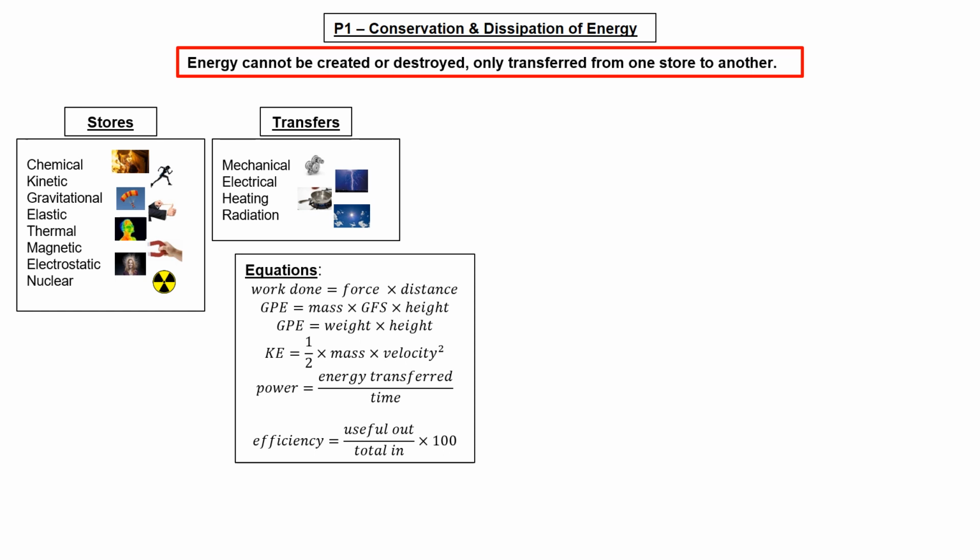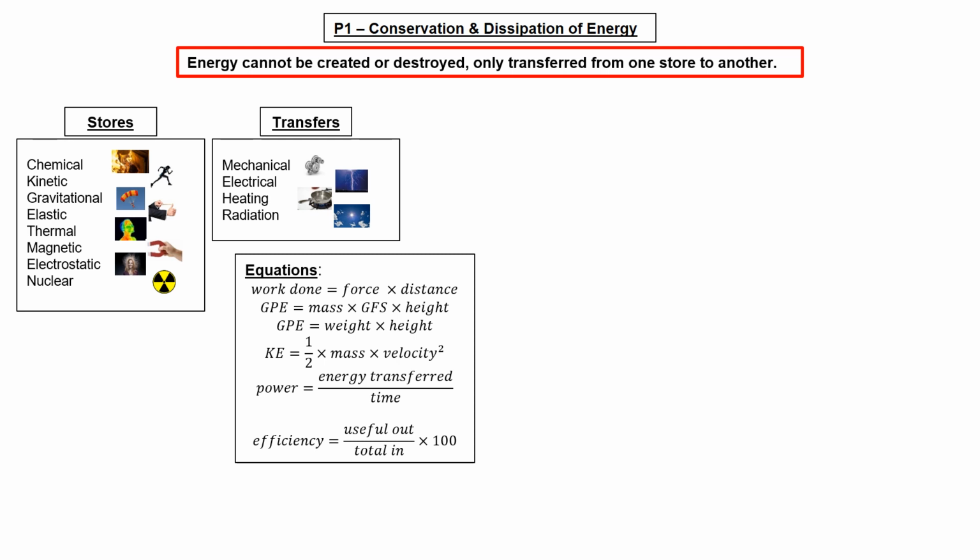There's a handful of equations here, where we've got work done is equal to force times distance, gravitational potential energy is equal to mass times gravitational field strength multiplied by height. Gravitational potential energy is also equal to weight multiplied by height. More on that in paper 2.